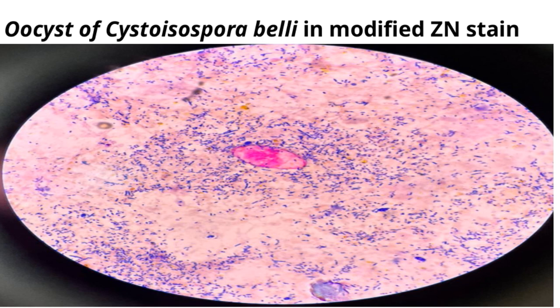Recognizing these features is essential for diagnosing infections caused by Cystisospora belli, especially in immunocompromised patients. Understanding the staining characteristics and morphology of the oocyst ties into the broader theme of accurate parasitological diagnosis, which is vital for effective treatment and management.